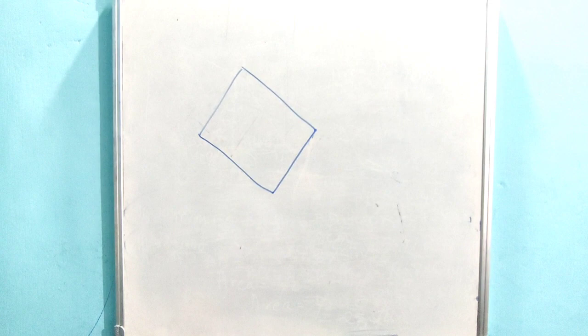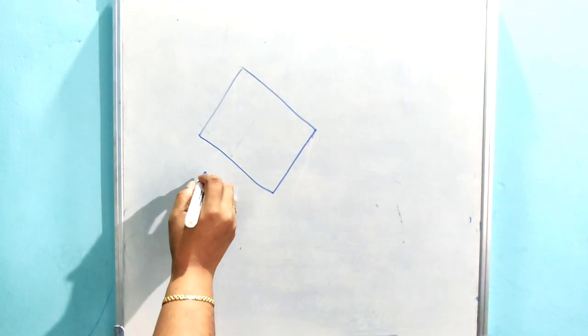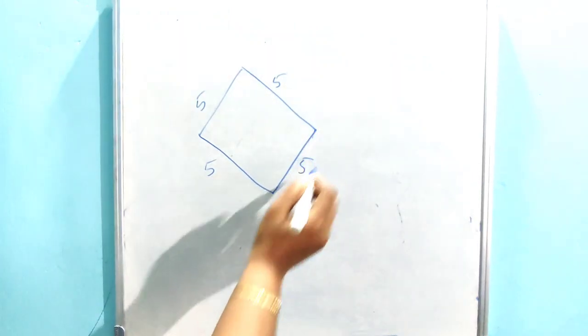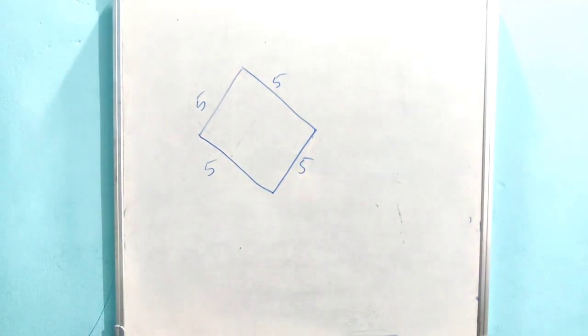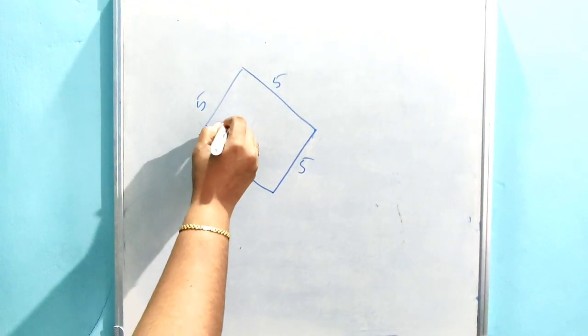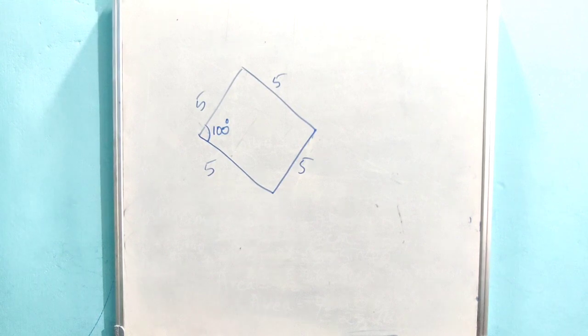See, a rhombus is like this. Then all sides are equal. What is the length of all sides? Yes, all sides are 5 cm. And one of its angles is equal to 100 degrees. Then how do we calculate its area? That is our question.